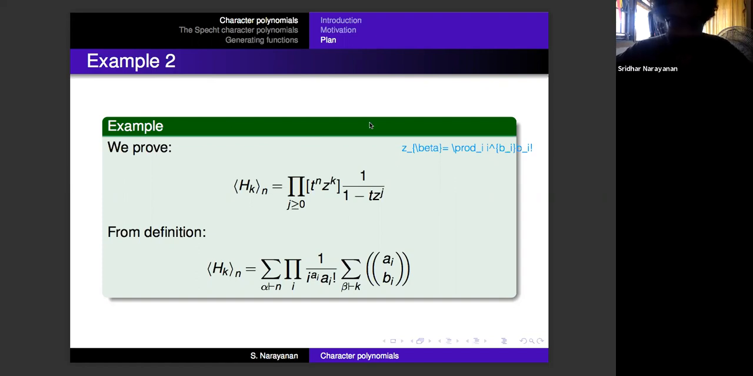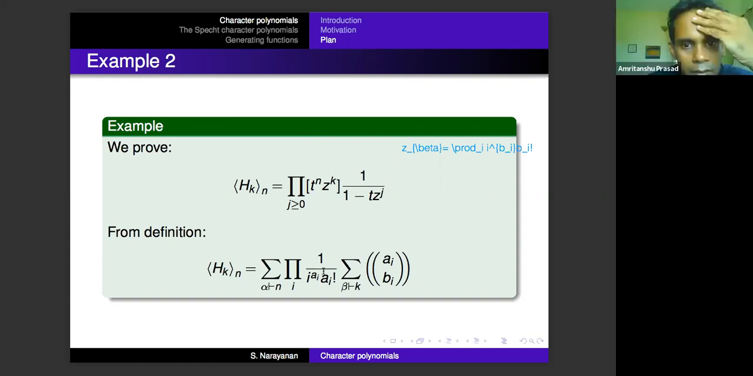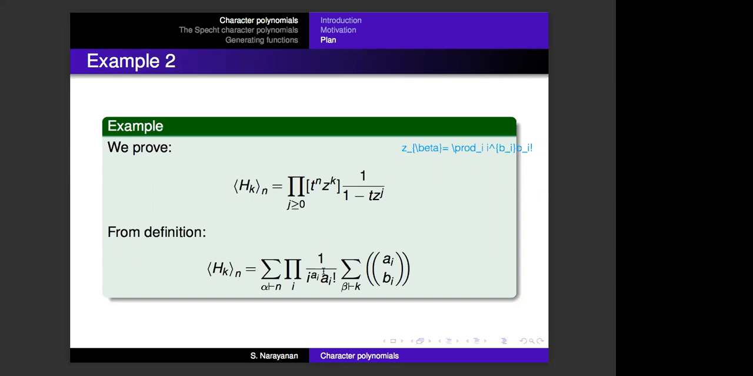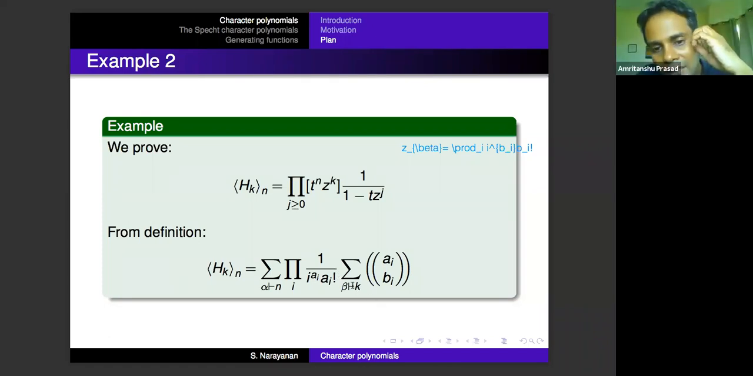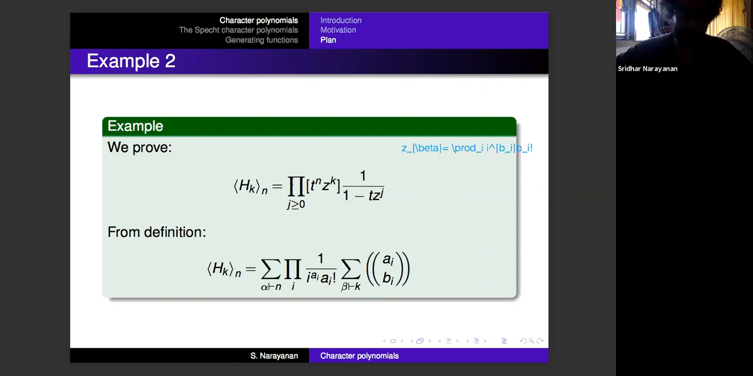But basically, I want to write... Shouldn't you first compute the product? So you compute the product and then take the coefficient, maybe. Is that right? Yeah, we compute the product on each of the b_i and then take the coefficient. So that square bracket t to the n, z to the k should be outside the product, to the left of the product. Oh, okay, on the first part. Yeah. The coefficient of t to the n, z to the k of the total. Okay, thanks. Yeah.